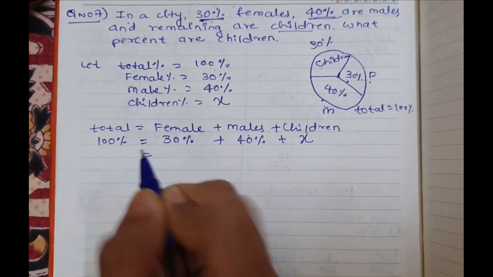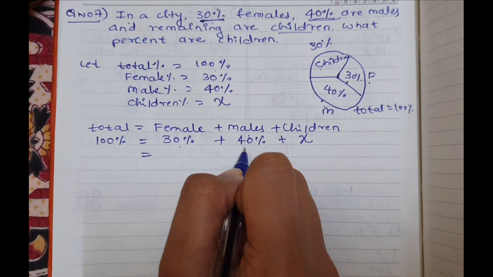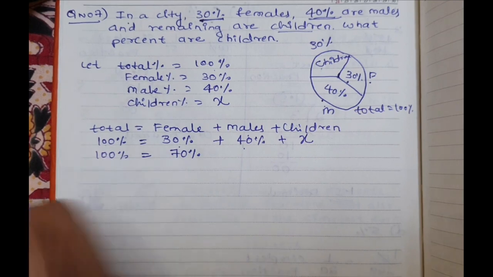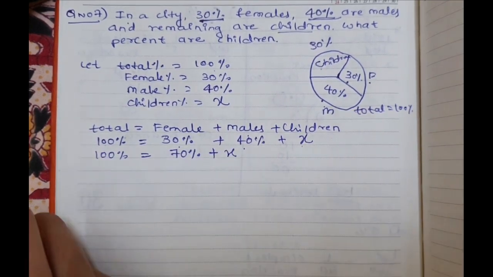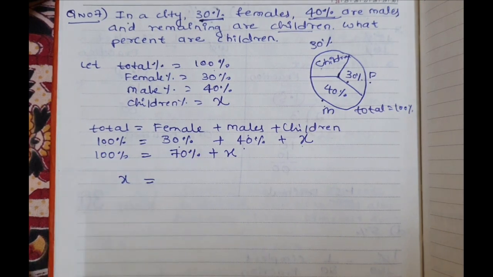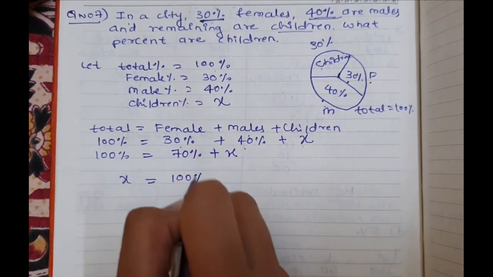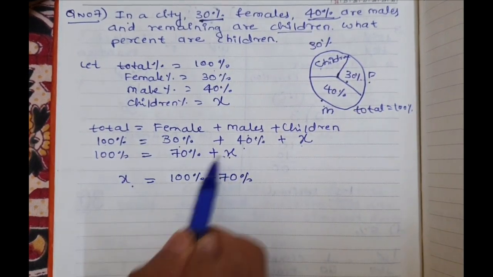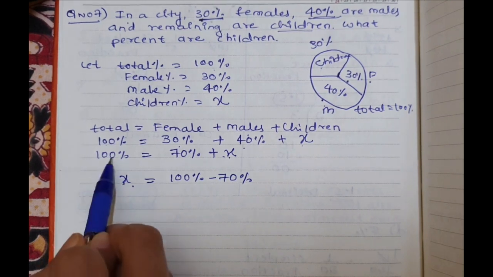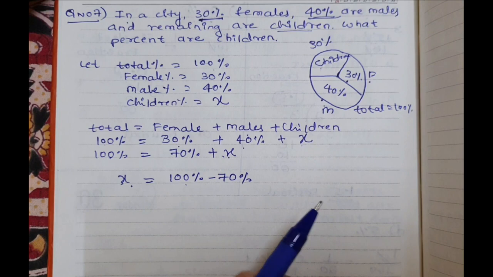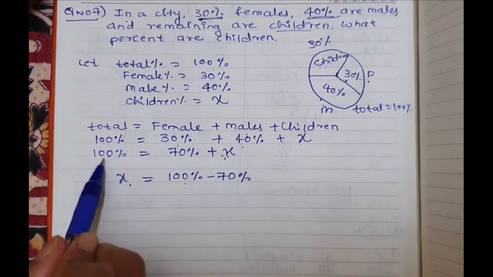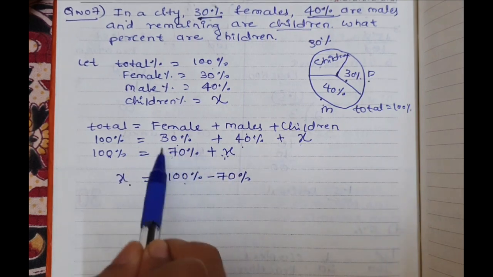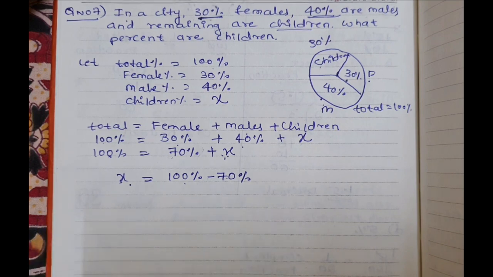Now, 30% plus 40% is how much? 30% plus 40% is 70%. And let me write this 100% as it is. Plus X. Okay. Now, X equals to 100% minus 70%. If I move this X from here to here, and this 100 from here to here, there will be no sign change. I have moved X as well as 100 at the same time, so there will be no sign change. But the sign of 70% will be changed to minus.